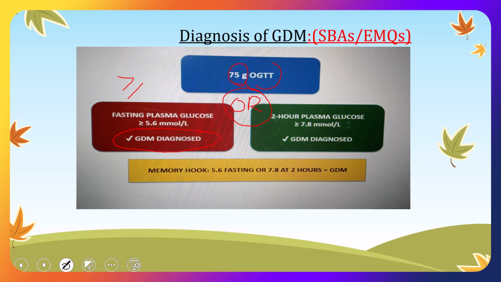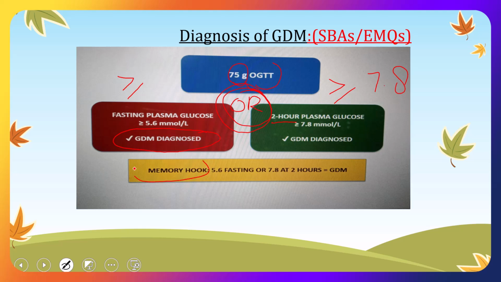Please, in the MRCOG Part 2 exam, we frequently encounter such questions in which the RCOG tries to confuse you by putting the word and between these 2 readings. So you have to choose the option that contains these 2 readings, but in between these 2 is the word or. Now, the 2-hour plasma glucose level should be equal to or more than 7.8 millimole per liter. If the reading comes in this range, then you have to diagnose the case as GDM.